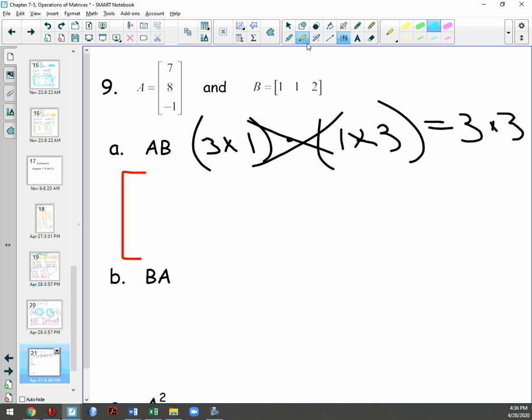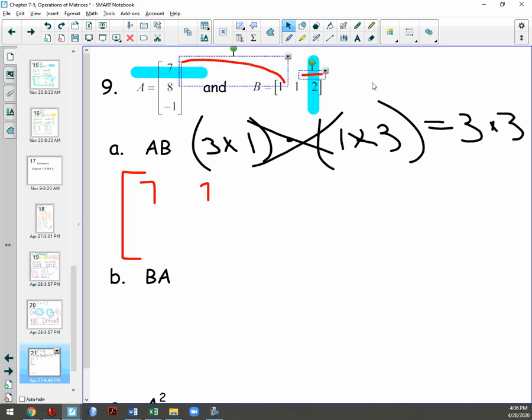So I'm going to go with row 1, column 1. 7 times 1 is 7. This makes it really easy because I don't have a ton of them that I have to do. So now I'm going to do the next column: 7 times 1 is 7 again. Now I'm going to do the next column: 7 times 2 is going to be 14.